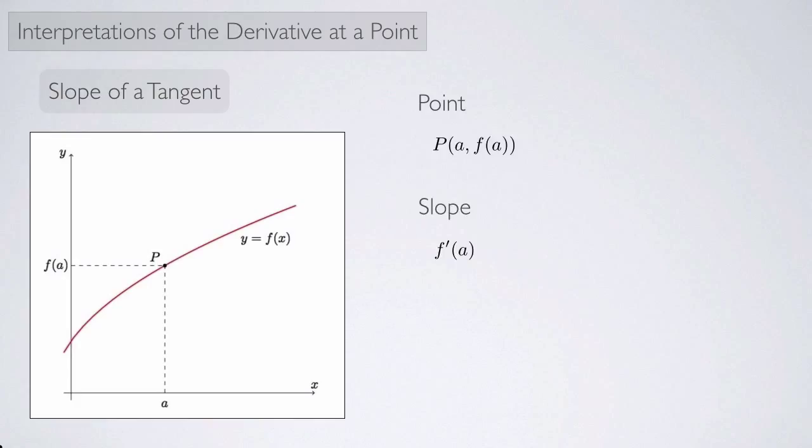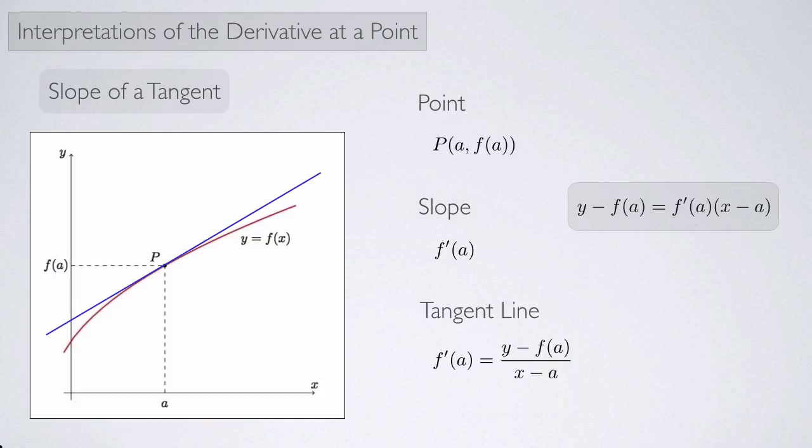Then I have a point P. I have a slope, that's f prime of a. Remember, the derivative we're interpreting as the slope of the tangent line. So if I have a tangent line, this line, say in blue right here, f prime of a would represent the slope of that line. And then the tangent line is f prime of a is equal to y minus f of a over x minus a. And that's just the slope formula, change in y over change in x. I can rearrange that and write it as y minus f of a equals f prime of a times x minus a. And so this is a way of interpreting the slope of a tangent line using the derivative.